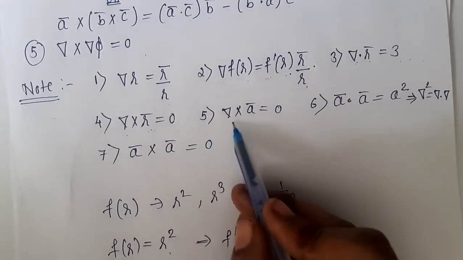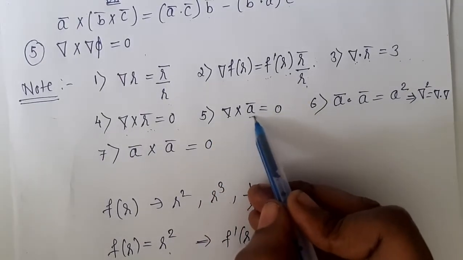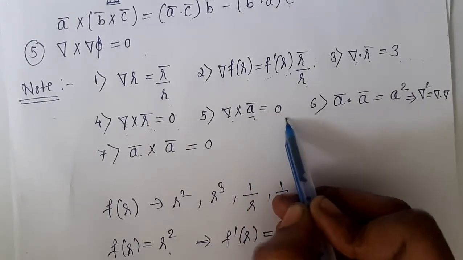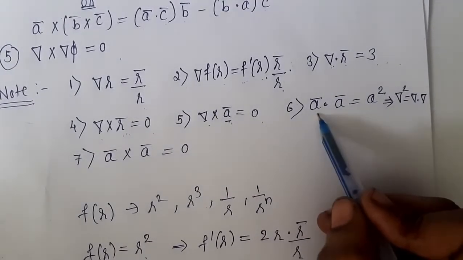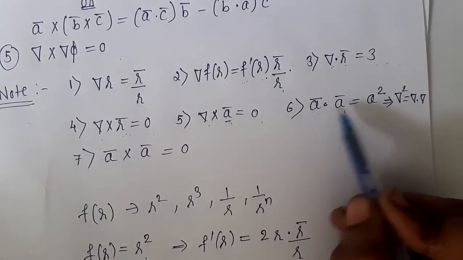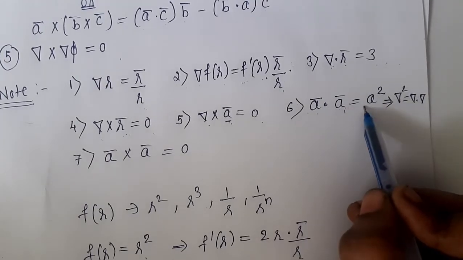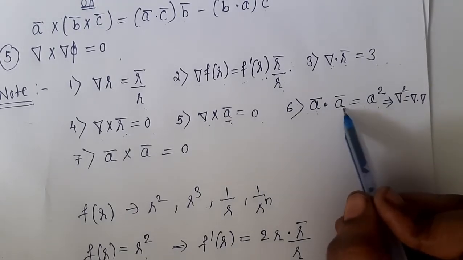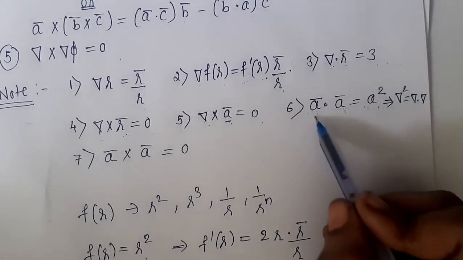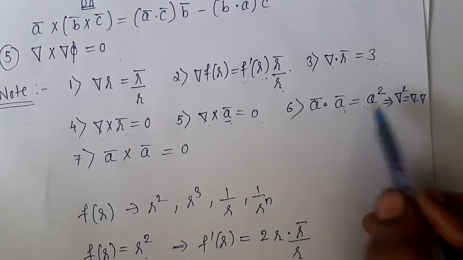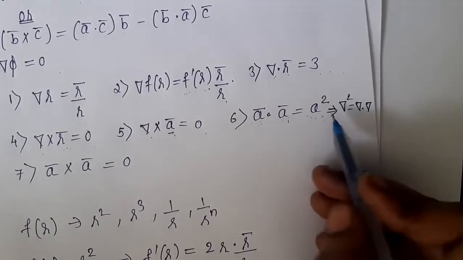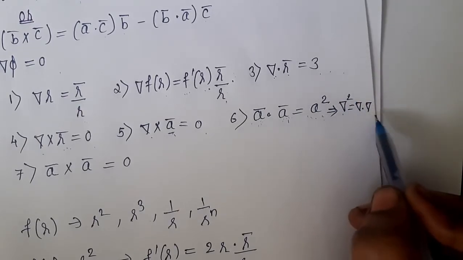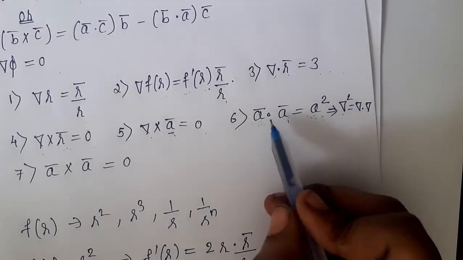Next is del cross a, where a is any constant vector. If we find the cross product of del with a constant vector, we always get 0. Next, a dot a. Whenever there is a dot product of two same vectors, we always get a scalar quantity equal to a square. So a dot a is equal to a square, or r dot r is equal to r square. The same definition we can use in reverse order. So if we have del square, can we write del square as del dot del? Yes, because a square can be written as a dot a.